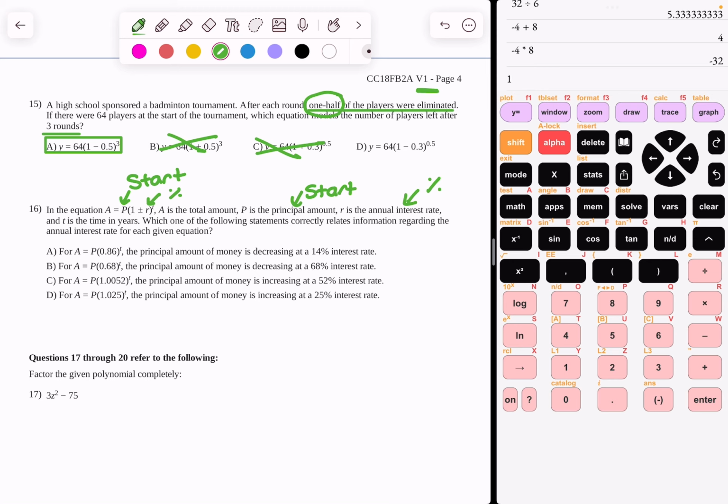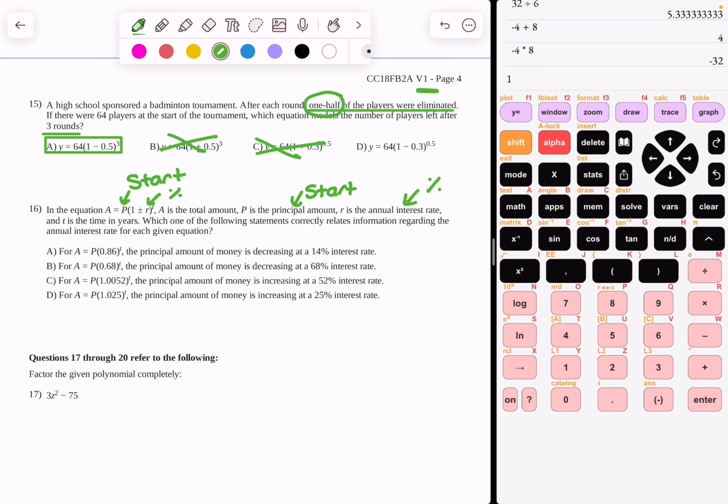A says, for A equals P, parentheses 0.86 to the T, the principal amount of money is decreasing at a 14% interest rate. That could possibly be true. If the number inside parentheses is smaller than 1, decreasing makes sense. Okay, B. For A equals P, parentheses 0.68, the principal amount of money is decreasing at 68%. Okay, yeah, because it's under 1. These are both over 1, which is why they're increasing. Okay, all of them make sense so far.